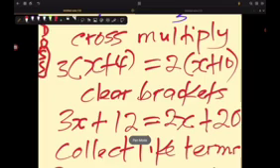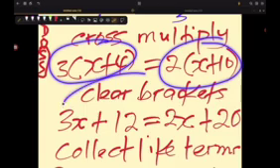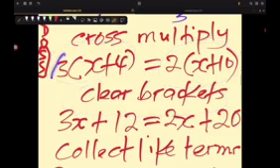Remember the steps I listed for solving linear equations. Anytime you see a bracket with a number standing outside of it, use the number outside to clear the bracket, to expand it. So clear brackets, which will then give us 3 times x plus 3 times 4.